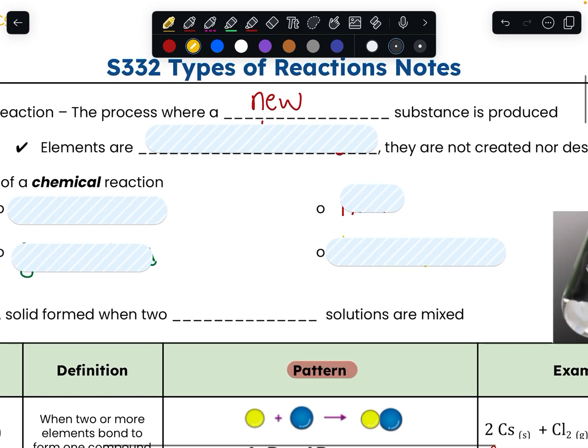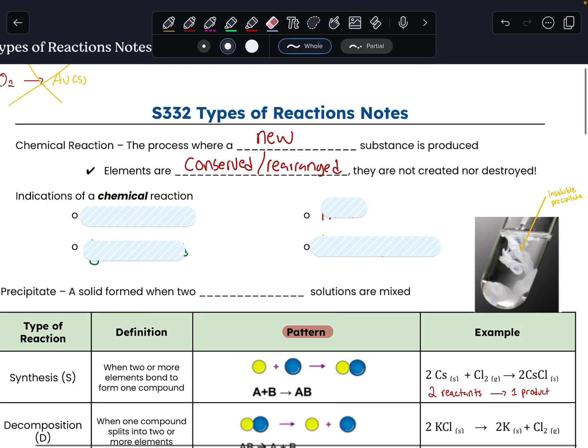Chemistry works by taking elements and rearranging them. So we don't destroy or create any new atoms. What we're simply doing is taking what's already there, kind of like Legos, or if you play Minecraft, you take blocks and you reconfigure them and create new combinations of them built together to make a new substance.